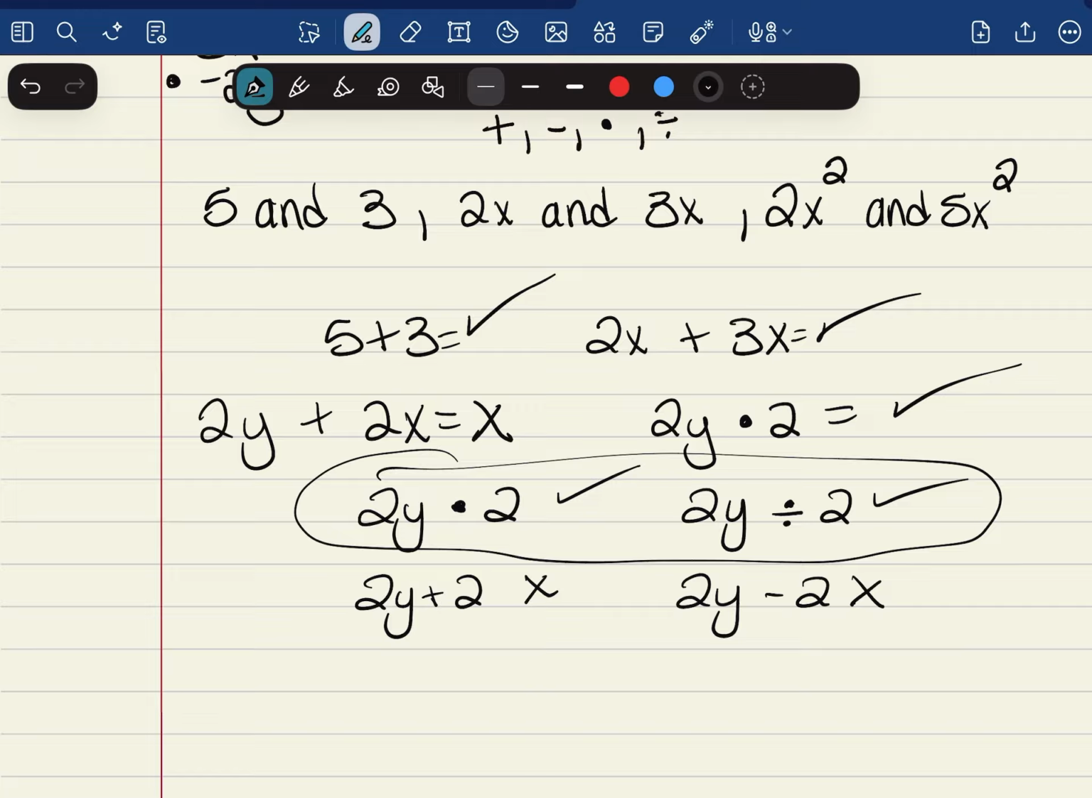Again, you can't add it. They're not part of the same family. You can't subtract it because they're not part of the same family. However, you can multiply it. You can double it. You can triple it, and so on and so on. You can divide it, but you cannot add or subtract it.